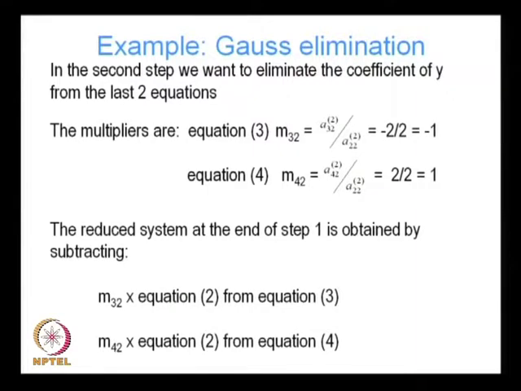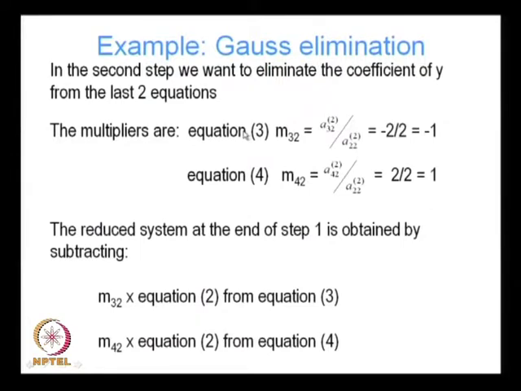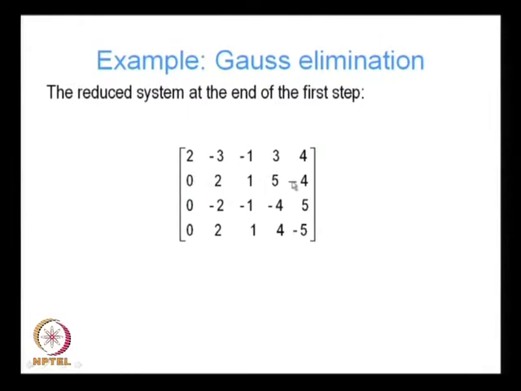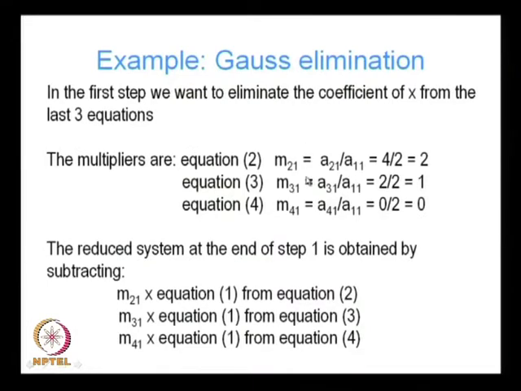In the second step, we want to eliminate the coefficient of y from the last two equations. So, this is the coefficient of y. So, I want to eliminate this from the last two equations. So, what do we do? I divide the second equation by 2, and then I multiply the second equation by -2 and add it to the third equation. I multiply the second equation by 2 and add it to the fourth equation.